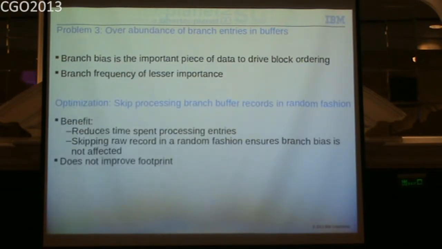So knowing this, our optimization was to skip processing branch buffer records in a random fashion. So this would reduce time spent processing entries by reducing the number of entries we're processing. And so this is targeting our largest source of overhead. And by doing it in a random fashion, we're ensuring the branch bias is not affected. Note that this optimization does not improve footprint, because we do expect that eventually all branches, even though some are being skipped, will end up in the hash table.